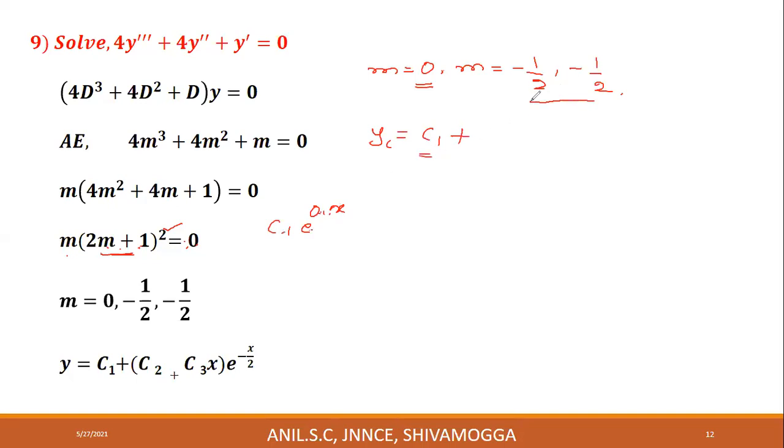M is equal to minus 1 by 2 and m is equal to minus 1 by 2. These two are real and repeated roots. Therefore, the solution will be C2 plus C3x into e power mx. M is minus 1 by 2. Minus 1 by 2 into x is minus x by 2. Yc is equal to C1 plus C2 plus C3x into e power minus x by 2.